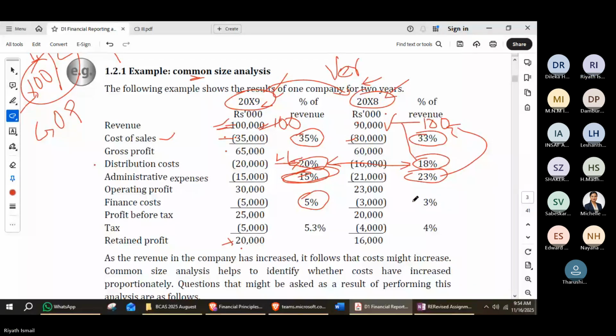So now administrative efficiency has increased, and this year they increased their marketing expenses and advertisement. Finance cost was earlier 3% of revenue, and now 5% of revenue. And tax last year was 4% of sales, and this year 5.3%. So this is called common size.